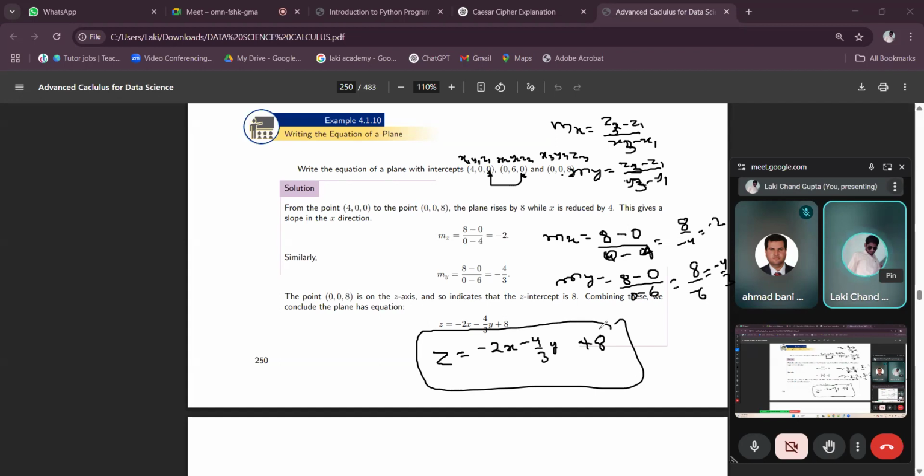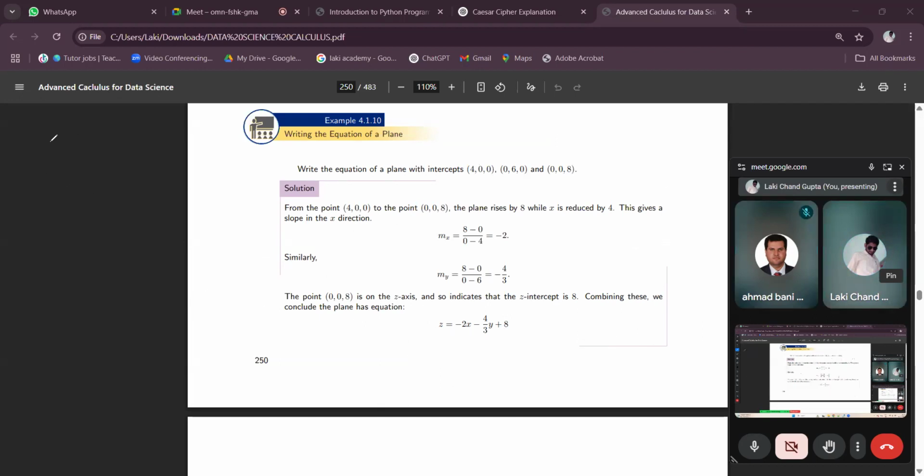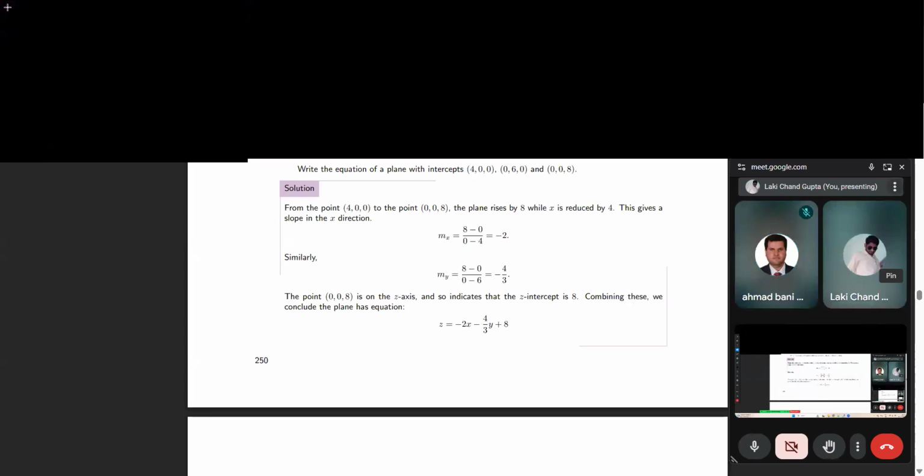See, what is the general formula of the equation of a plane? Mx plus My, right? One simple way I tell you. Z is equal to what? X Mx plus Y My plus, let's suppose this is point B, right? Okay.